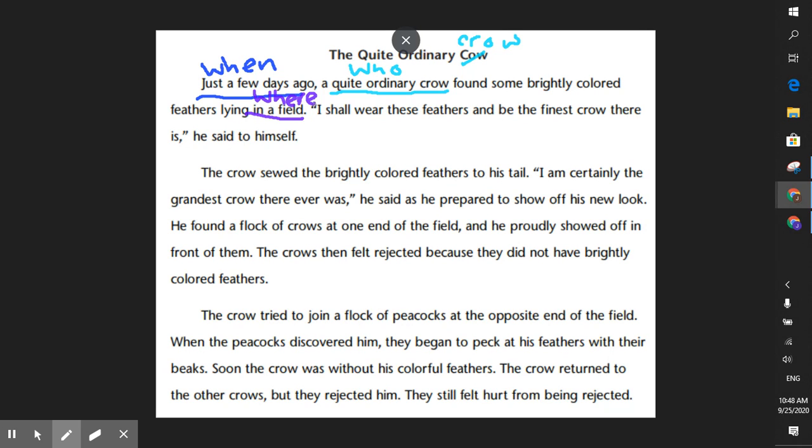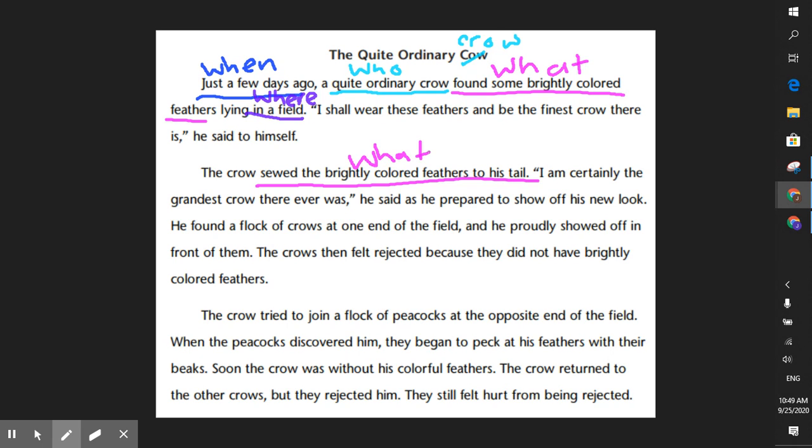What does the crow find in the first sentence? So now we're on to what. What was my plot? What did he do? He found some brightly colored feathers. So this is my what. What does the crow do with the feathers? So let's see. "I shall wear these feathers and be the finest crow there is," he said to himself. The crow sewed the brightly colored feathers to his tail. So what did he do? He sewed them to his tail. This is still what, so I'm still using pink.